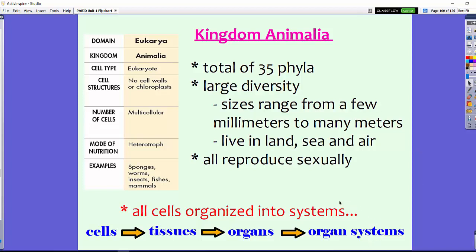And I wanted to add this in here as well. We'll talk more about this as we move throughout the year, but all cells are organized into systems. So when we see kingdom Animalia, we do see more complex organisms as we move through. So all cells make up tissues, tissues make up organs, and organs make up organ systems. We'll go into that in other units, but I just wanted to throw that out here because it does help us understand classification a little bit.